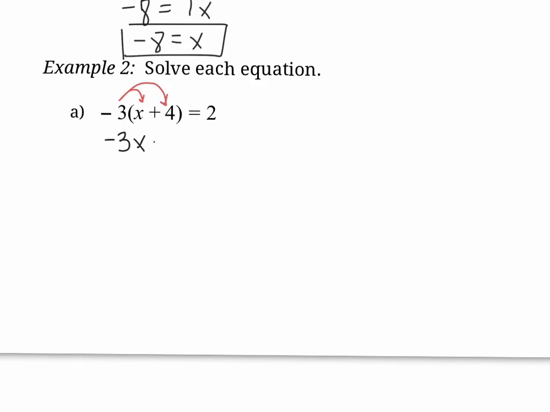So it makes negative 3x minus 12 is equal to 2. And now this is a question just like we did in example 1. We have to go backwards BEDMAS. I'm going to deal with this subtraction first. I'm going to bring that minus 12 onto the other side, and I've got negative 3x is equal to 2 plus 12, and that's going to make 14. And then the last thing I have to do is get rid of that times negative 3, so I'm going to divide by negative 3.